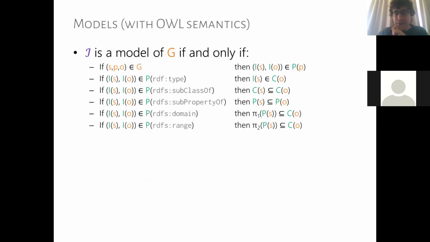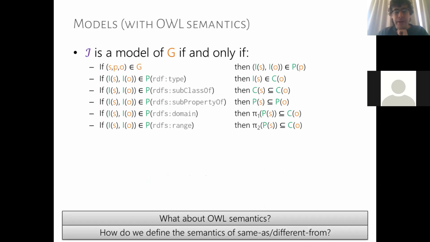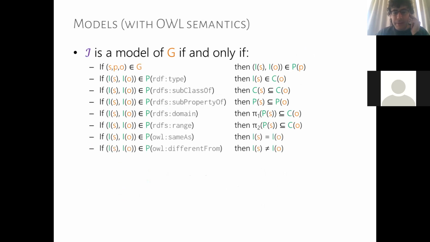So to continue with some other examples, what about OWL? We just had a look at RDF and RDFS vocabulary. How could we define, for example, the semantics of same as and different from? These are quite straightforward. If we have that S same as O in the data, then the interpretation of S and the interpretation of O have to be equal. The element that both of these things refer to has to be the same. So this gives us the notion of two names referring to the same thing. If we have a different from relation between S and O, then what we want to say is that they must be different. They cannot refer to the same element of the universe.